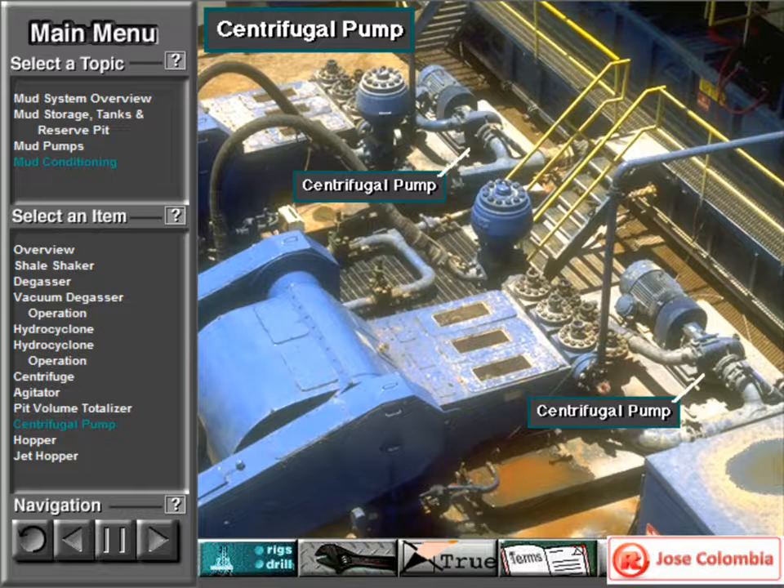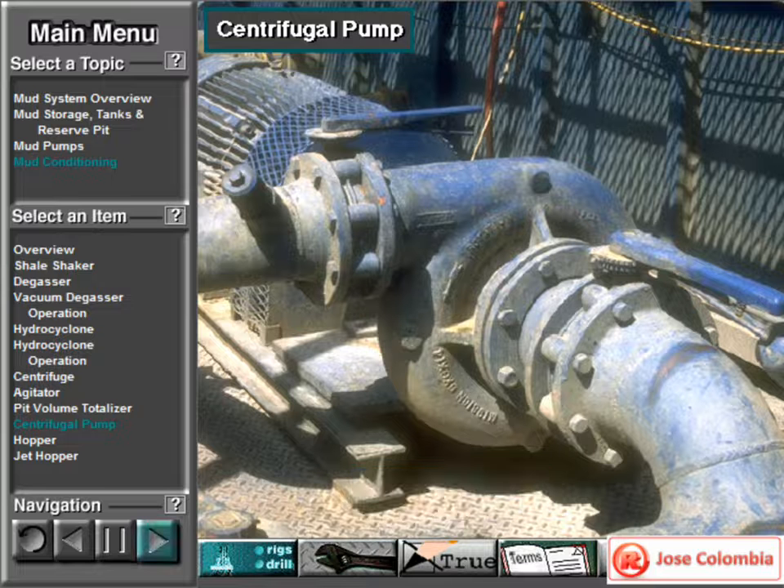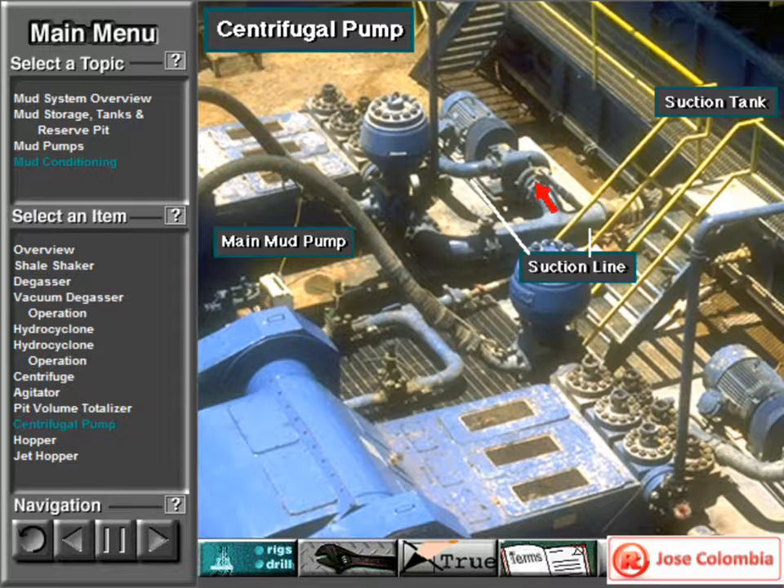The mud system normally has several centrifugal pumps. A centrifugal pump puts out relatively low pressure, but it can move a large volume of mud. Crew members, therefore, use them in several ways. One job a centrifugal pump often does is supercharge the mud intake of the main mud pump. The small pump takes the mud from a suction tank, moves it through a line connected to the main pump's suction line, and keeps the suction line full of mud at all times.